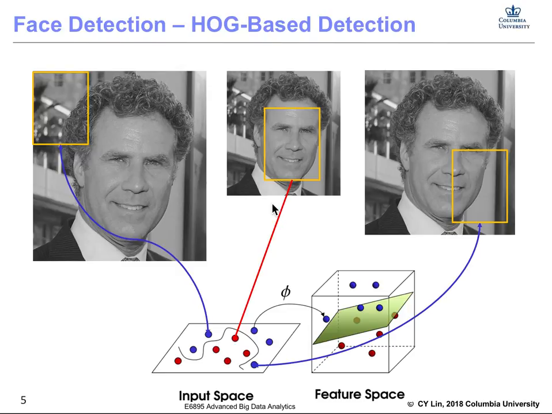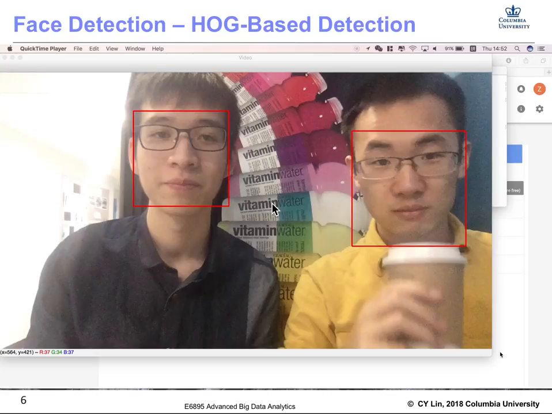And for each sliding window, we can use the method that I introduced in the last slides, that we can map each sliding window into a high-dimensional space, that is a single point. So we can use a classifier, like in our case, we use a support vector machine to classify whether it's a face or not. So this is a demo.